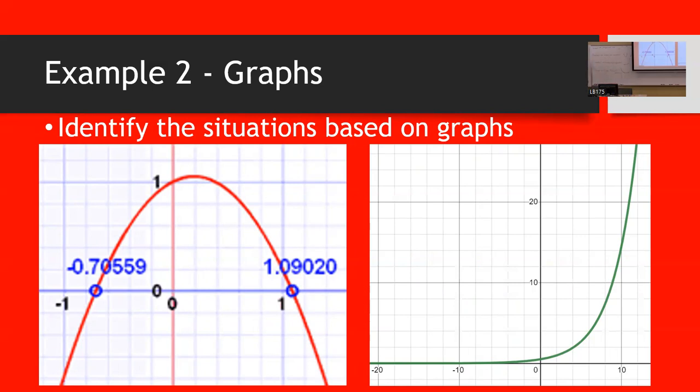Well, if you look at these two graphs, the one on the left looks like a parabola pointed down. Therefore, that's a quadratic model. And the one on the right, that's a classical exponential model. We start out really, really slow and flat, and then as we move to the right, we're increasing at faster rates. So that's an exponential model on the right.